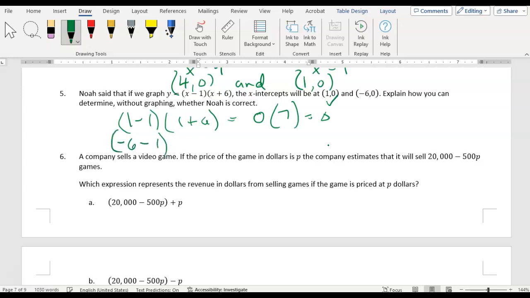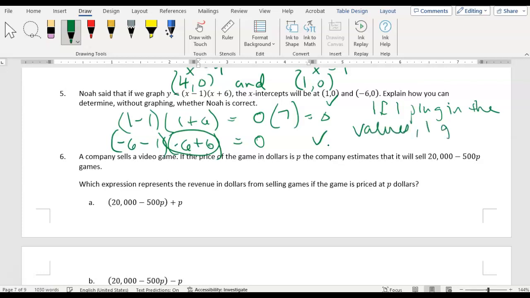We do negative 6 minus 1 times negative 6 plus 6. Similarly, this will be 0, and so we will end up with an answer of 0. So that works. So you can show your work and prove that, and you can explain if I plug in the values, I get y equals 0, so I know these are x-intercepts. All right, sorry, that's very difficult to read and messy, but hopefully if you're listening, you can hear it.